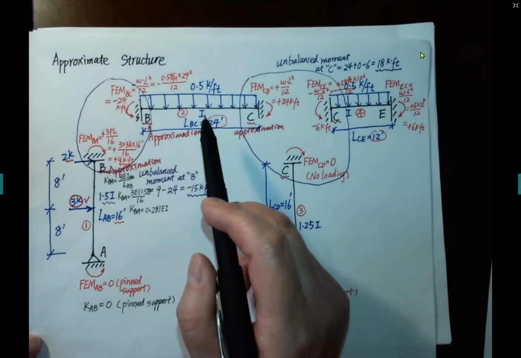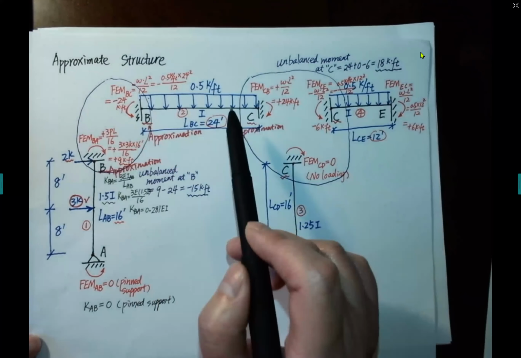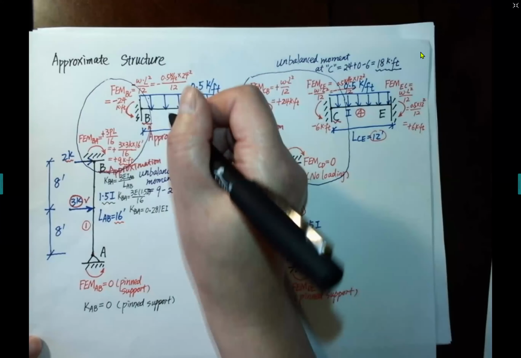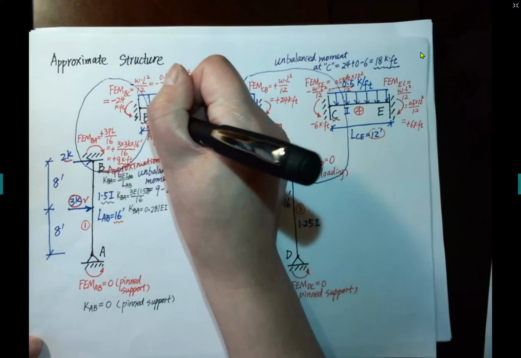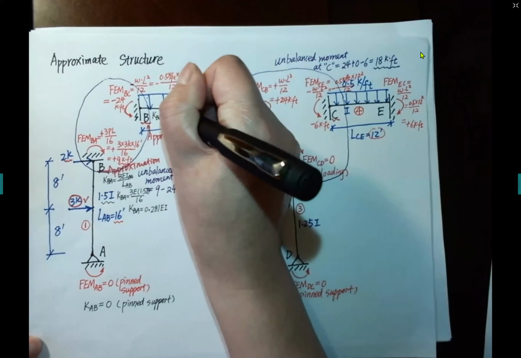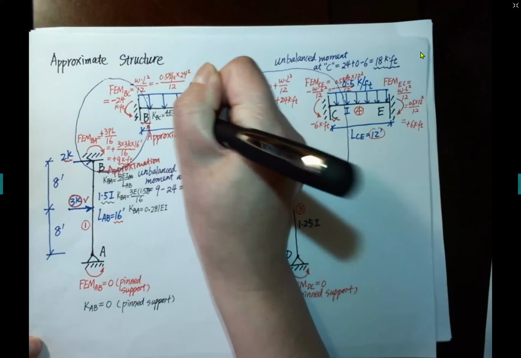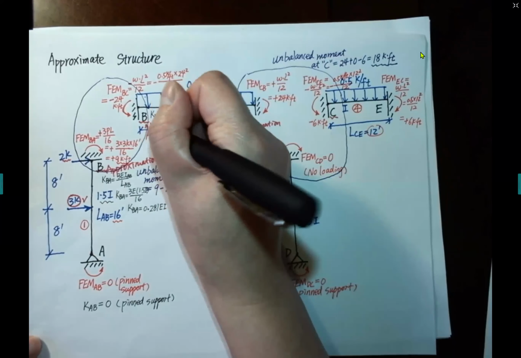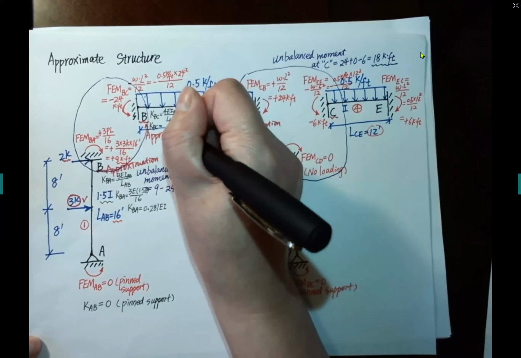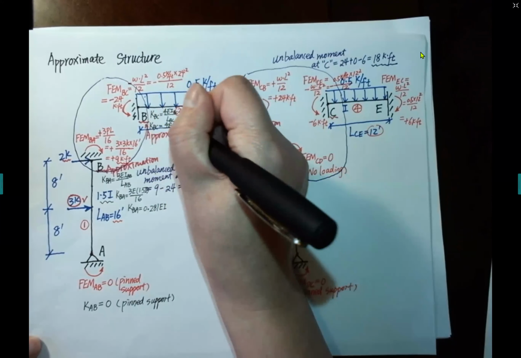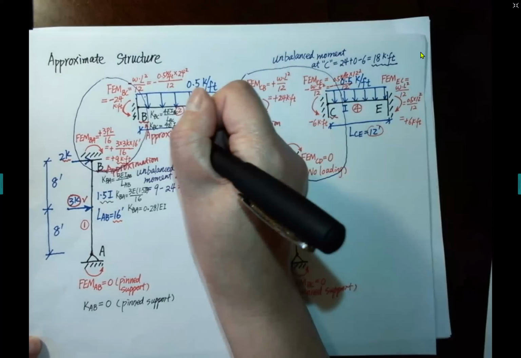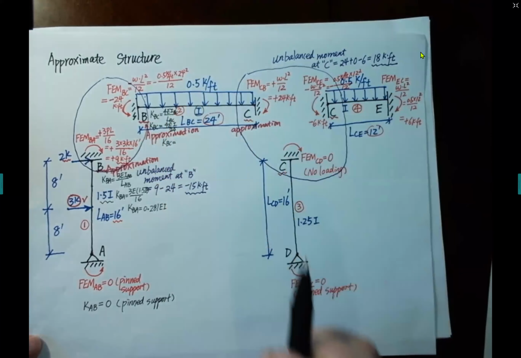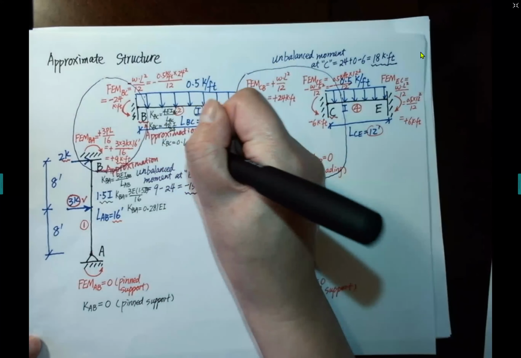Then we move to member two, BC, where both ends are fixed. So we will calculate the rotational stiffness using 4EI. KBC equals 4EI over L. IBC just equals I, and LBC is 24. Then we get KBC equals 0.167EI.